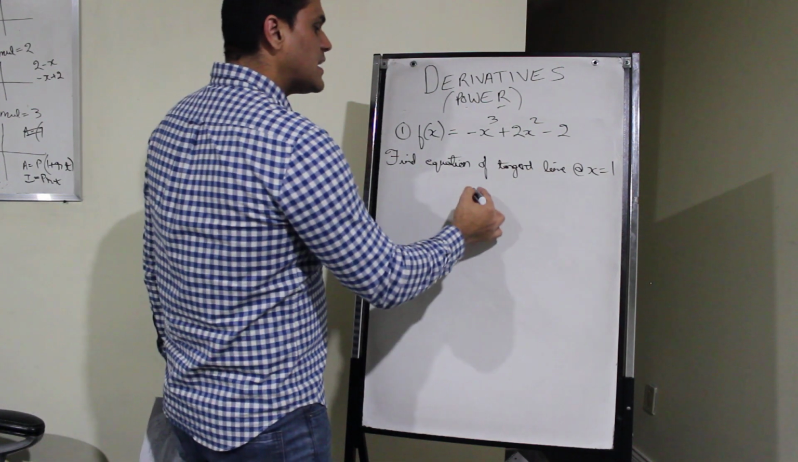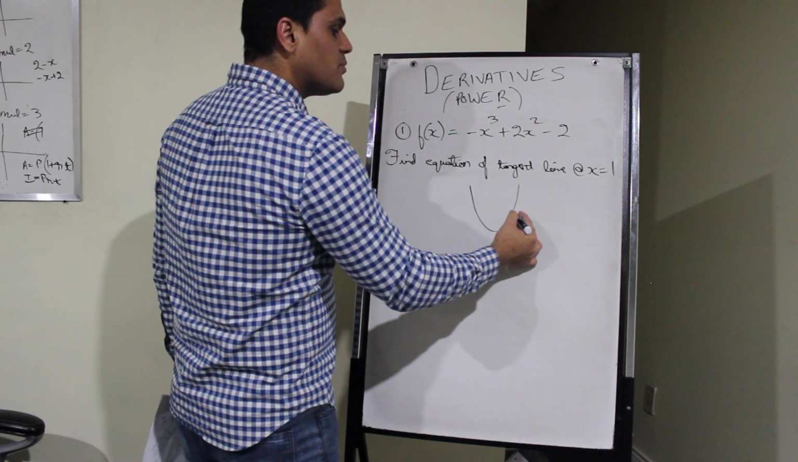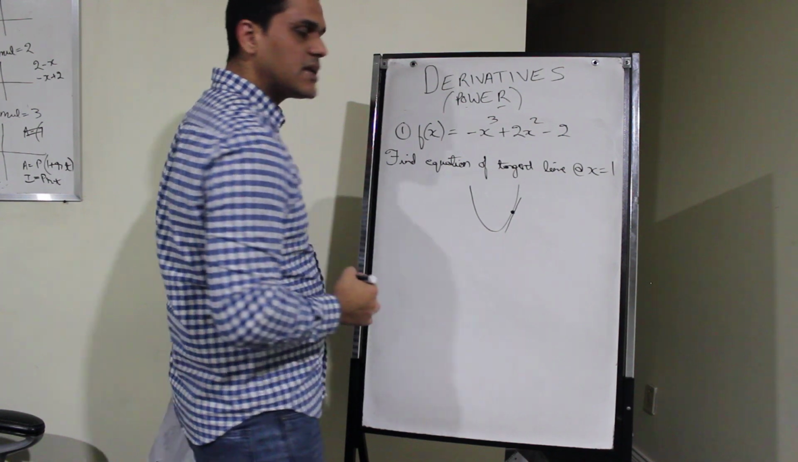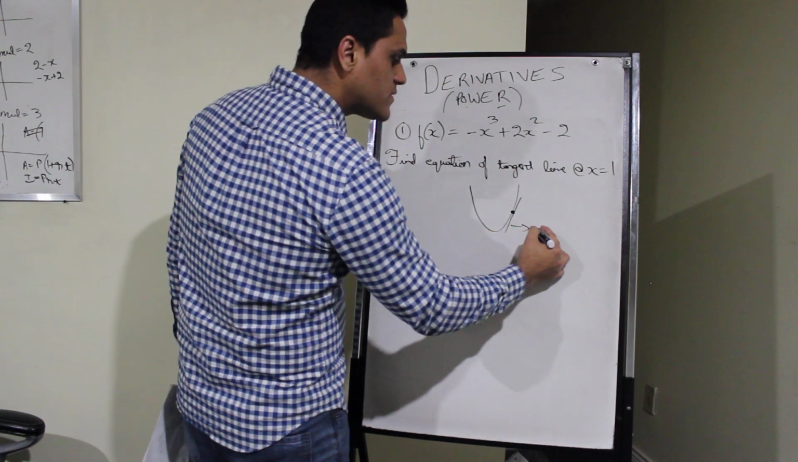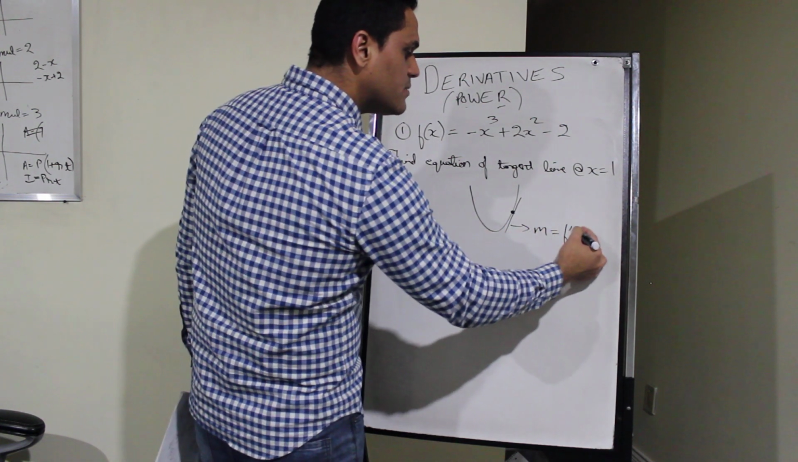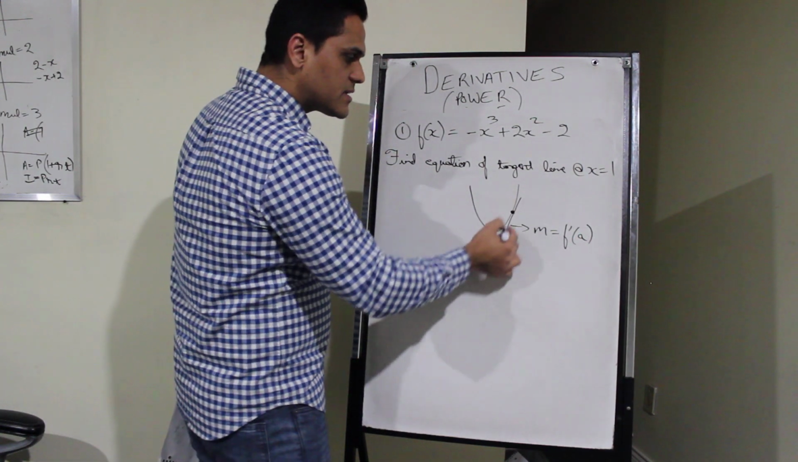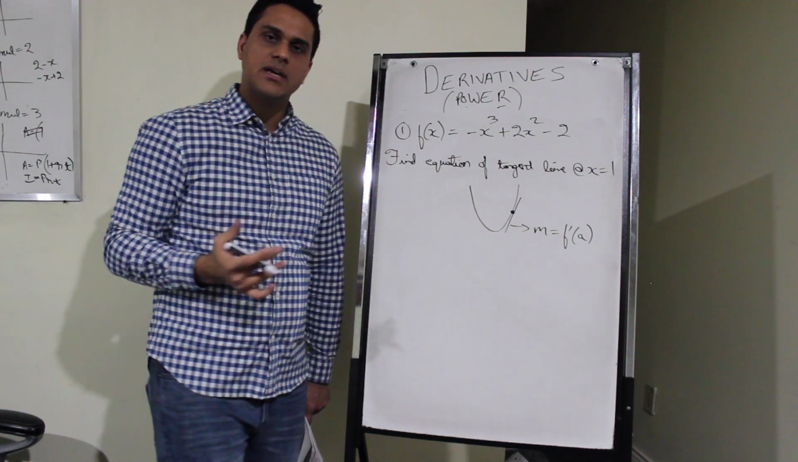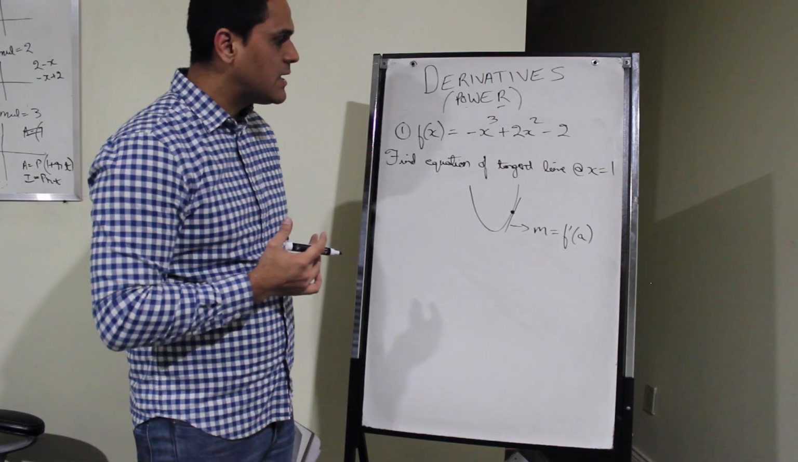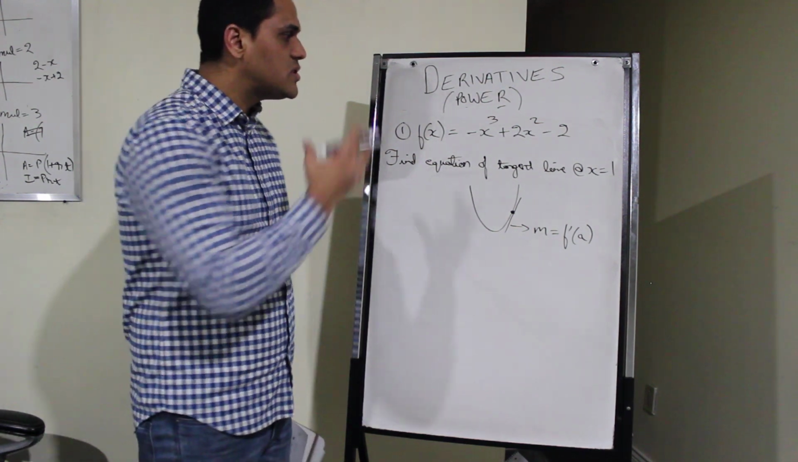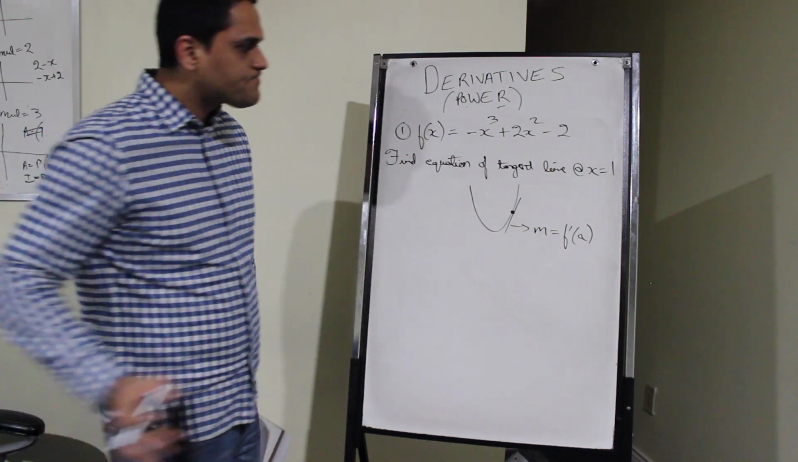Now guys, if I give you any graph and I give you a point and I ask you to find the equation of the tangent line, the slope of this tangent line is pretty much going to be the derivative at that point. The slope of this tangent line will be the derivative. So anytime they ask you to find the equation of the tangent line, the first thing that you need to do is you need to get the derivative. Okay?